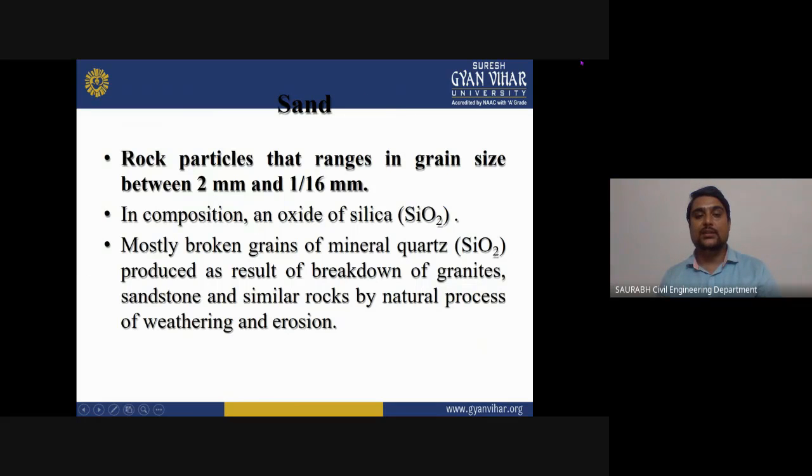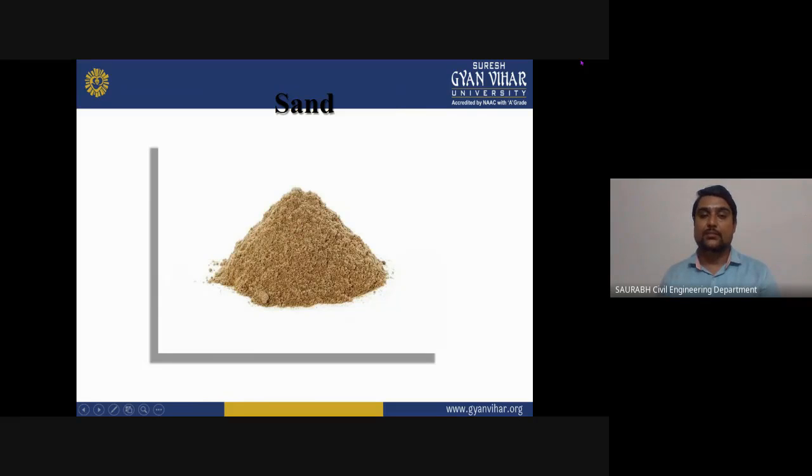Now come to sand. It is a rock particle that ranges in grain size between 2 mm and 1/16 mm. In composition, it is an oxide of silica, which is known as SiO2, mostly broken grains of the mineral quartz, produced as a result of the breakdown of granites, sandstones, and similar rock by the natural process of weathering and erosion. And this is the image of sand.